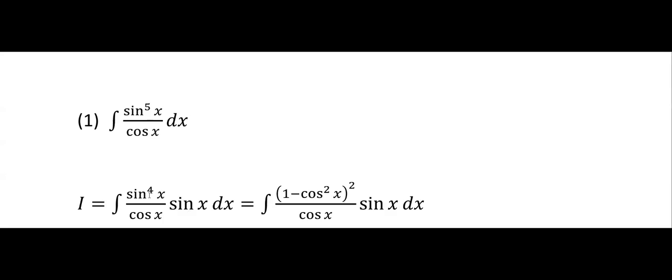Well, this is clearly a trig integral, so maybe we can let u be cosine, and then du would be minus sine, okay? So we might want to break off one of these factors of sine from the sine to the fifth, okay? And it'll become sine to the fourth times sine. And then the sine to the fourth, we can write in terms of cosine like this.